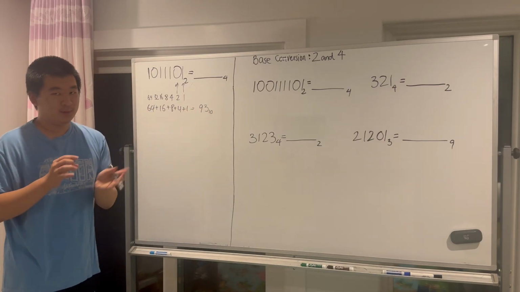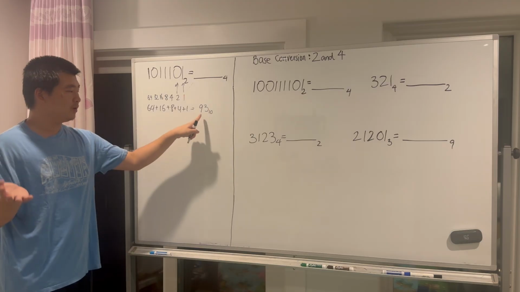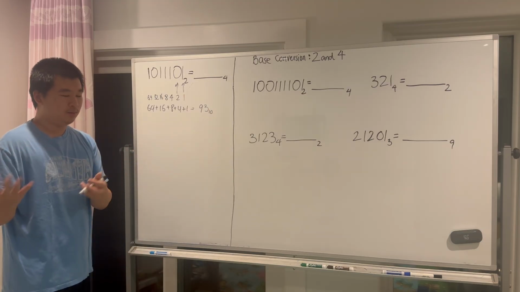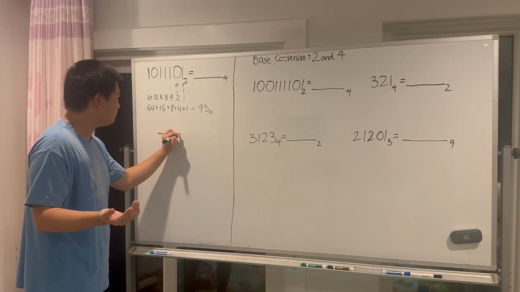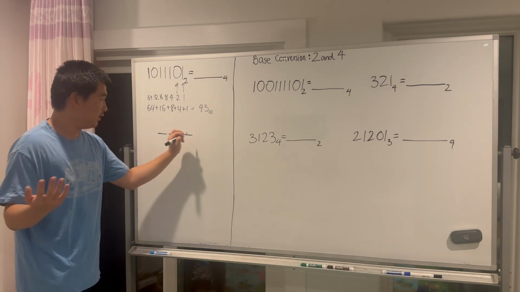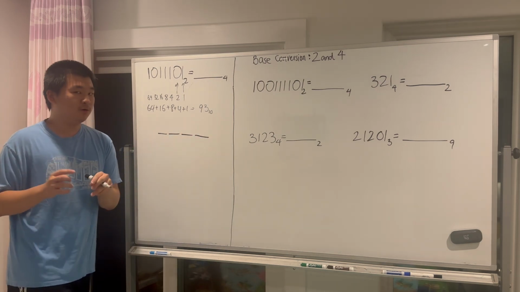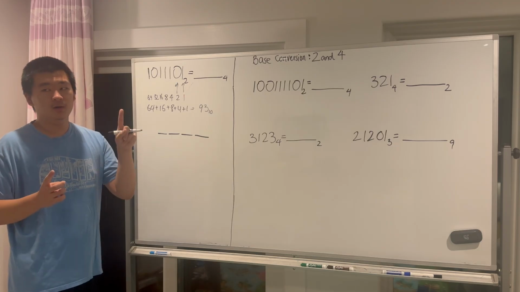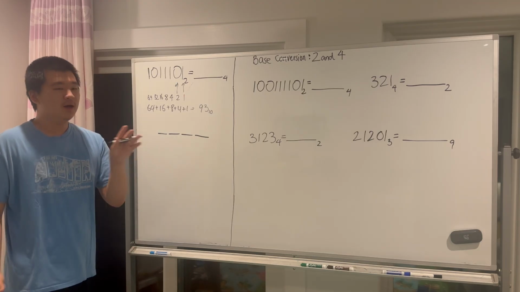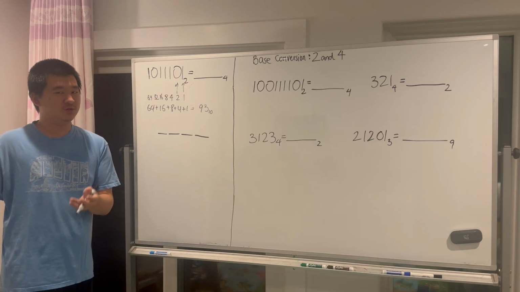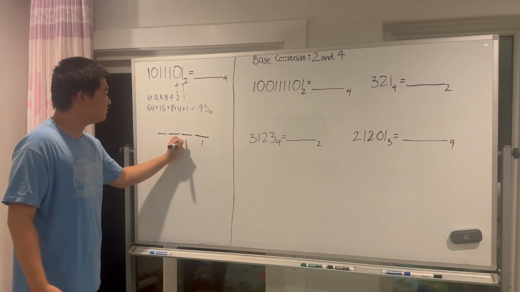Then we know how to translate base 10 into base 4 also, so we could translate this into base 4. How we would do that is, first think about how many digits we need. The biggest power of 4 that is less than 93: you go 1, 4, 16, 64, and then you stop there because the next one is 256, which is way too big. So we have these place values.